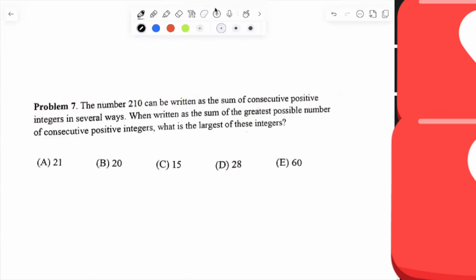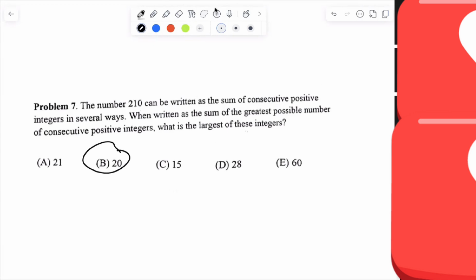Let's get started with this question. So the answer is B. Sorry if I accidentally marked yours wrong. Anyways, the number 210 can be written as a sum of consecutive positive integers in different ways. When written as a sum of the greatest possible number of consecutive positive integers, what is the largest of these integers?